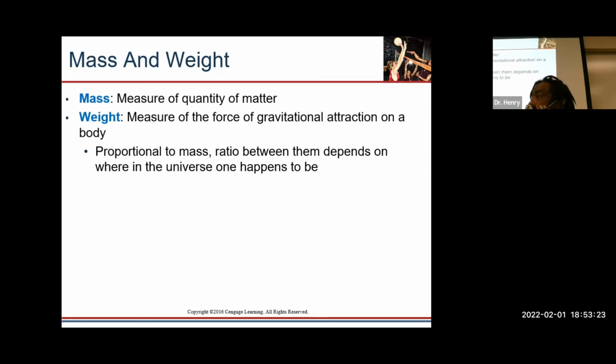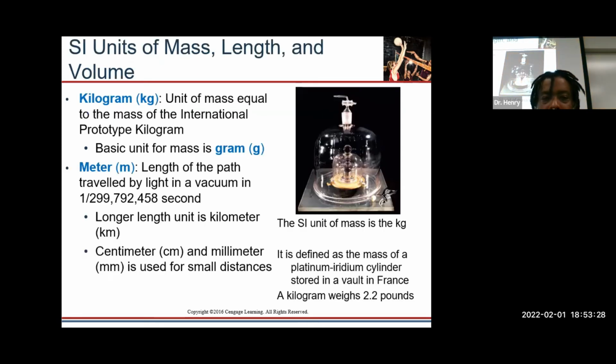But my mass will be exactly the same. Okay.